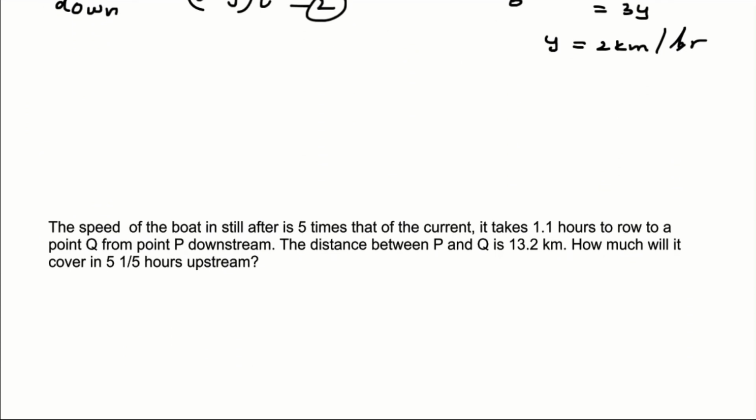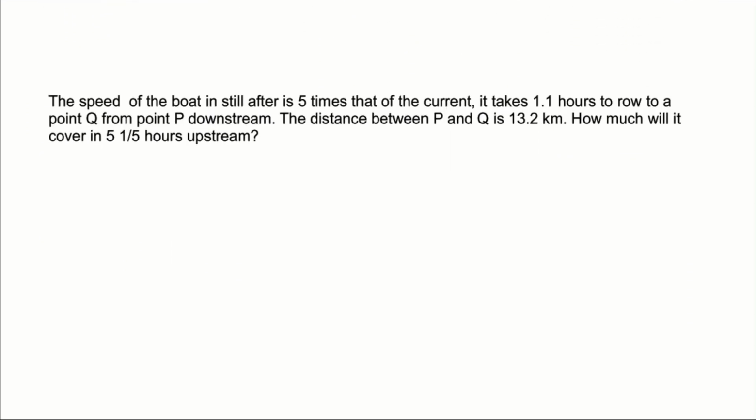Now we'll move on to the next question. The speed of the boat in still water is 5 times the speed of the current. So x is 5 times that of the current. The current is y, normally we take it as y only. It takes him 1.1 hours to row from point Q to P downwards. So time taken downwards is 1.1 hours, and the distance between P and Q is 13.2. How much distance will we cover upstream in this time?